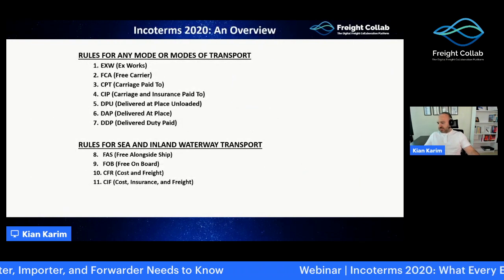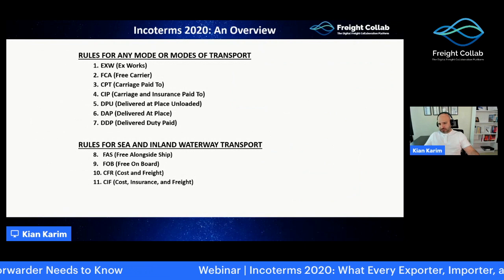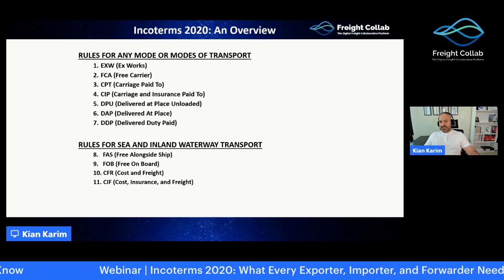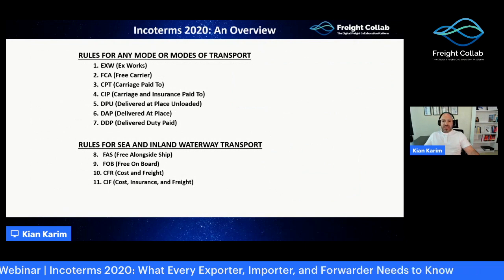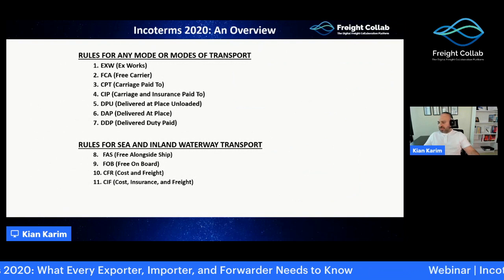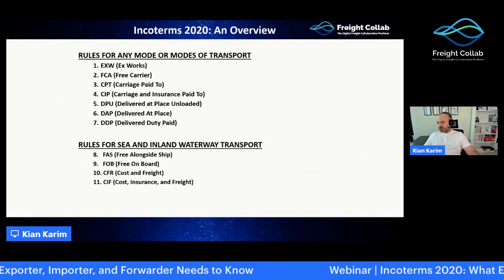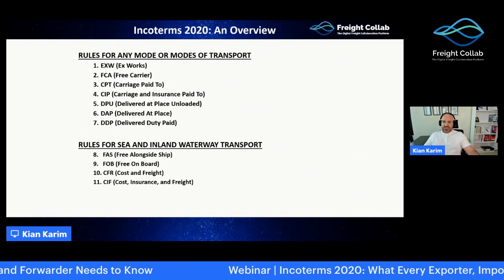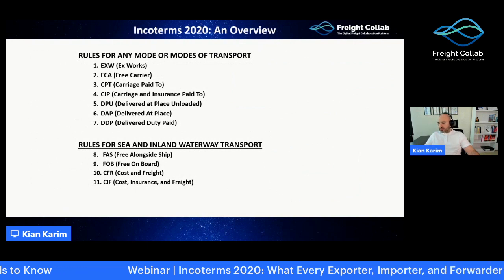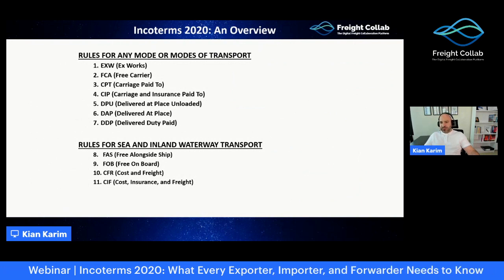Incoterms 2020 includes 11 terms. The first 7 terms are rules for any mode or modes of transport, and the last 4 terms are rules for sea and inland waterway transport. The first term of the Incoterms is EXW, Ex Works.